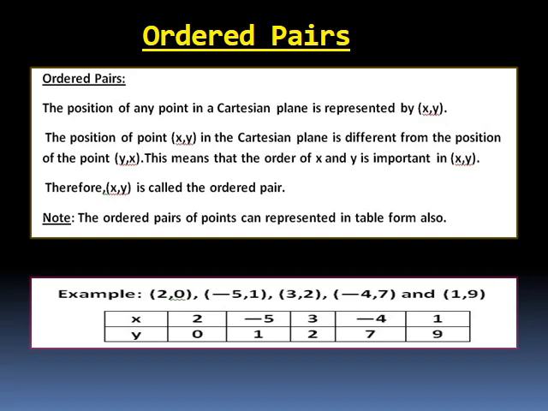In the table, in the first row we have the x coordinate values. In the second row we have the y coordinate values. That is, x is 2 and y is 0. x is -5, y is 1. x is 3 and y is 2. x is -4 and y is 7. x is 1 and y is 9. So the ordered pairs can be represented in table form also.